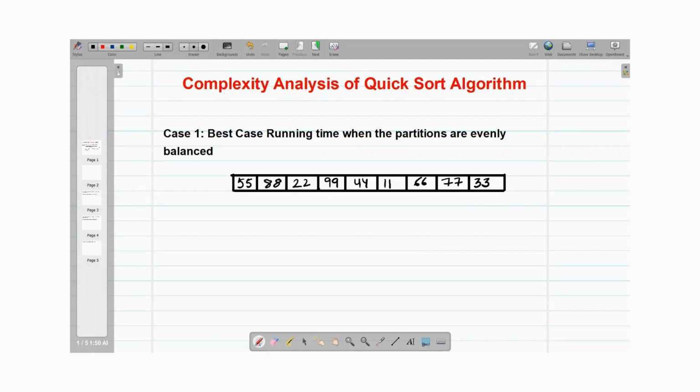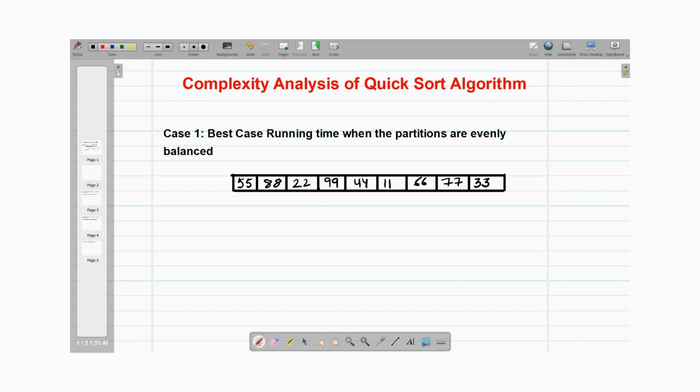There are three cases of complexity analysis of quicksort algorithm. Case 1 is the best case running time, and it happens when the partitions are evenly distributed. Case 2 is the worst case, when the list is sorted, either in ascending or descending order. Case 3 is the average case, when the partitions are not evenly distributed, they are unbalanced. So let's talk about the first case, which is the best case.